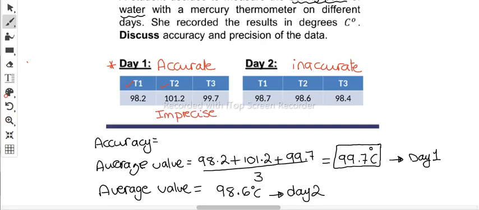In day number 2, you're going to find that the difference is in decimals: 98.7, 98.6, 98.4. So the values are so close. So I'm going to say that the values here are precise.